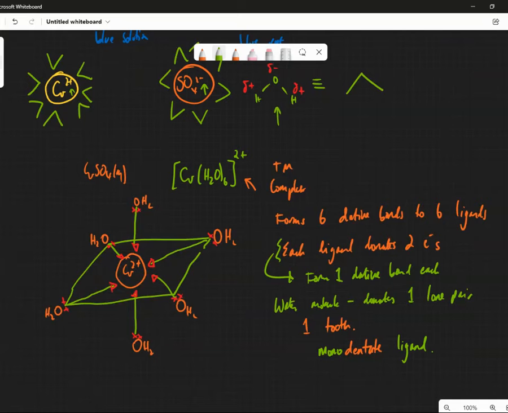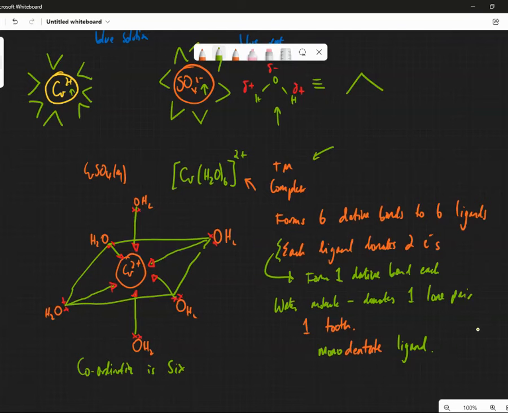All right, now, since it receives 6 dative bonds, we say the coordination number is 6 because it makes 6 dative bonds. It doesn't have to have 6 ligands to be coordinate 6. All it means is it receives 6 lone pairs. Okay, that's why the coordination number is 6. And these water molecules are a ligand.